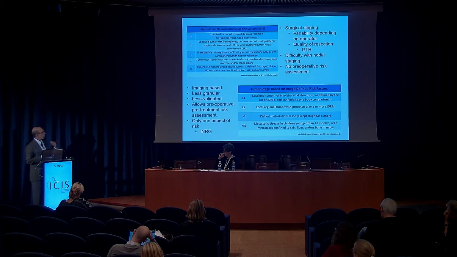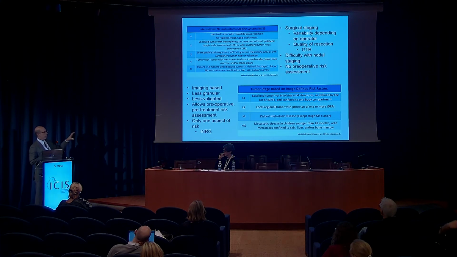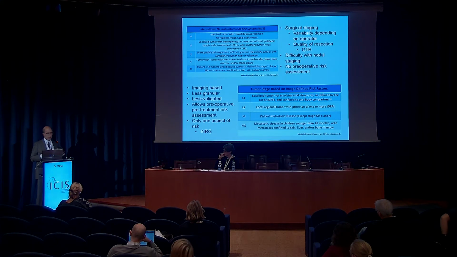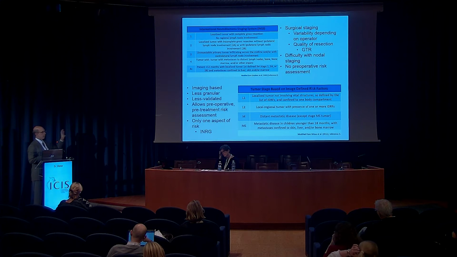So that led to the evolution of what are now called image-defined risk factors, which are based on imaging. They are not as well validated as the INSS staging system because they've just come into use, but it does allow a preoperative, pre-treatment risk assessment, and is one aspect of the larger INRG, or the International Neuroblastoma Risk Group classification system. The way to think about this in its very simplest term is a localized tumor that doesn't involve a vital structure and everything else, except metastatic disease. Right? So metastatic disease is its own classification. So what we're going to talk about is how we define those local, regional, or L2 tumors.